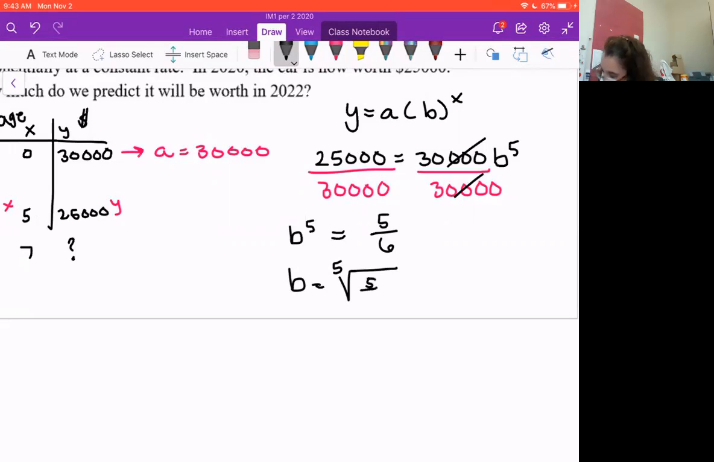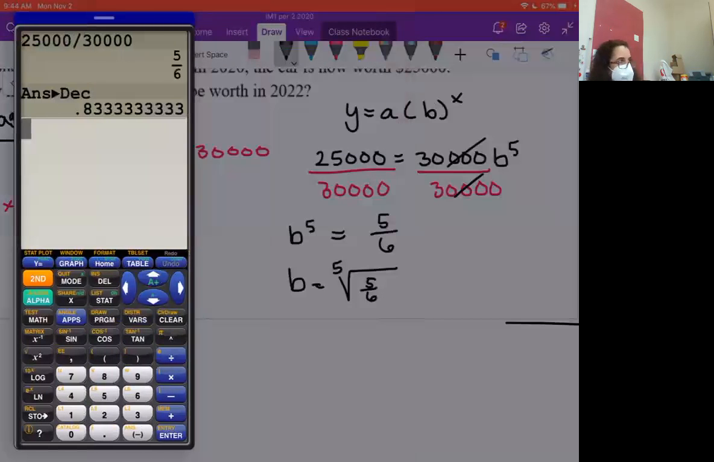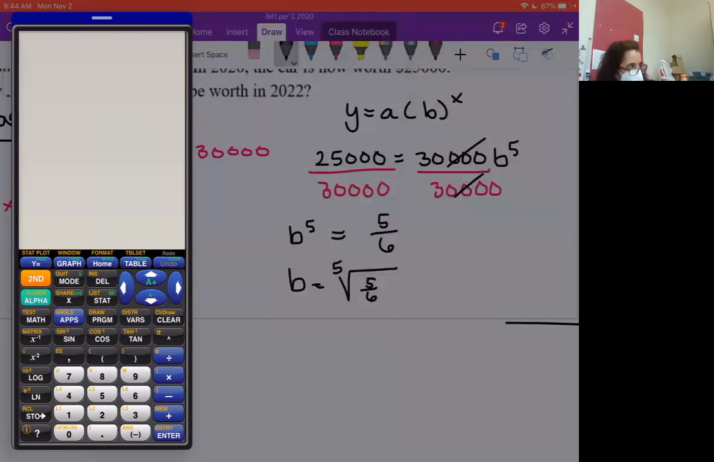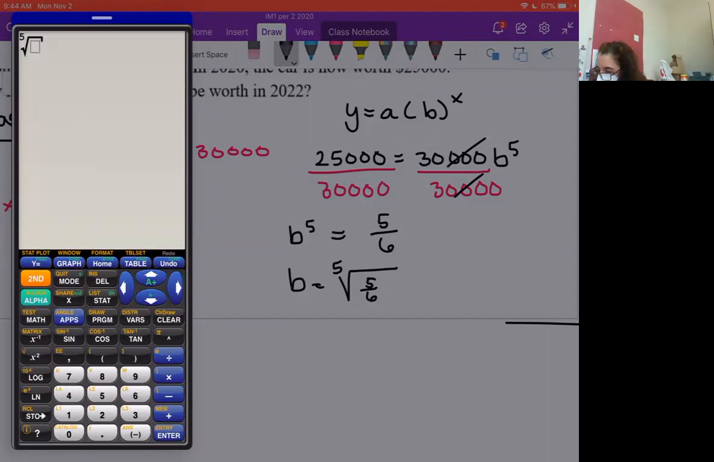of 5/6. And I will need a calculator to do that. Okay? Nobody in here knows what the 5th root of 5/6 is, and I definitely don't. Well, I kind of maybe remember it from last period, but I don't generally know what the 5th root of 5/6 is. So 5 math root, and I can put in what happened, 5/6. So I'm going to take the 5th root of 5/6.